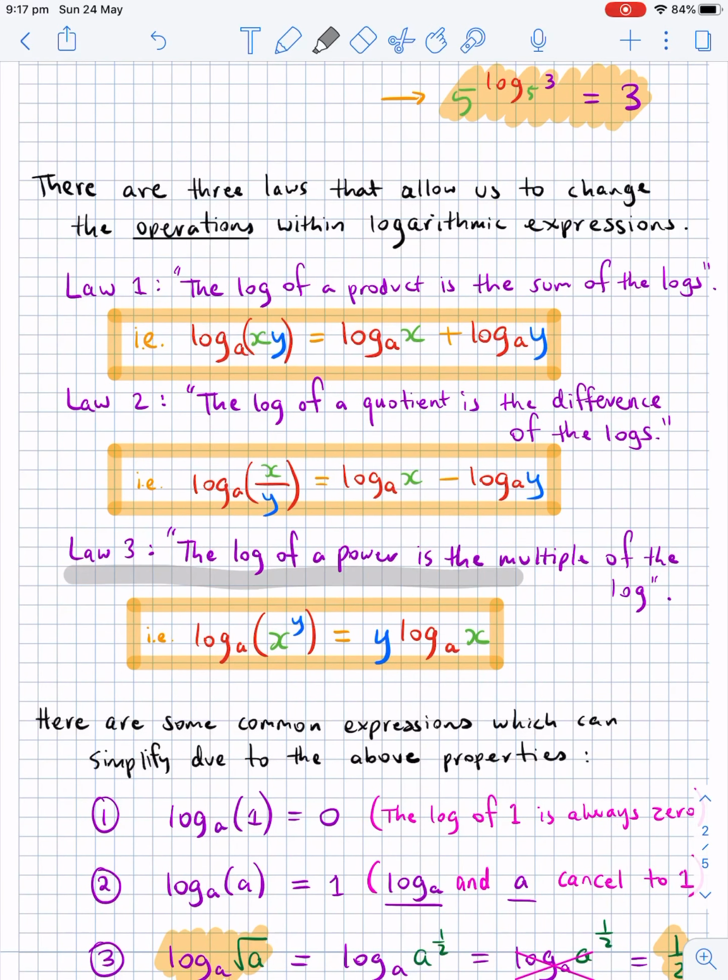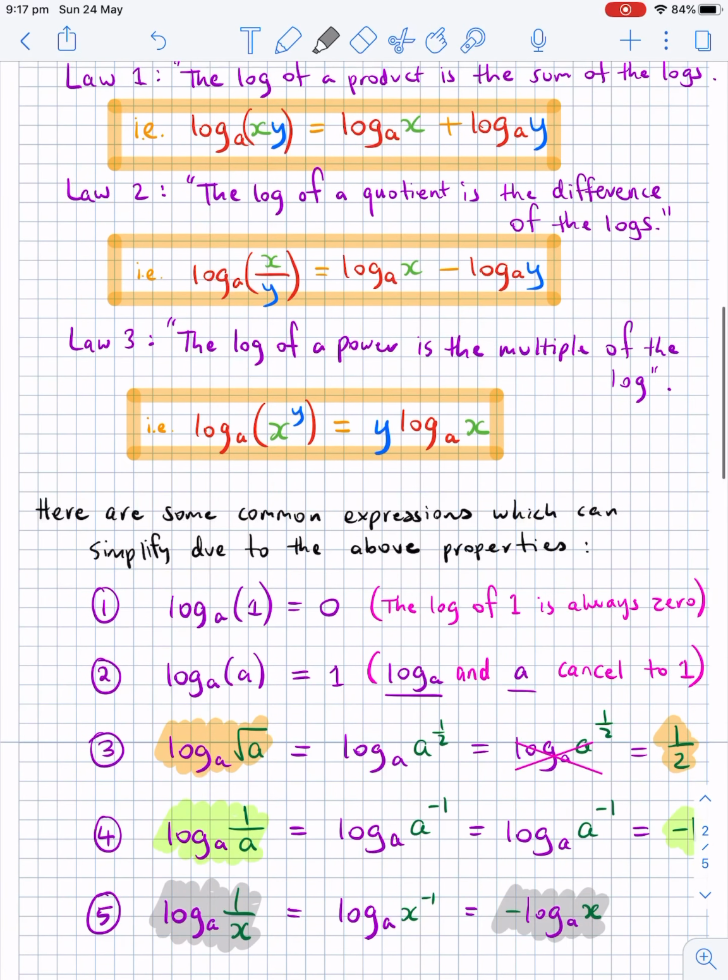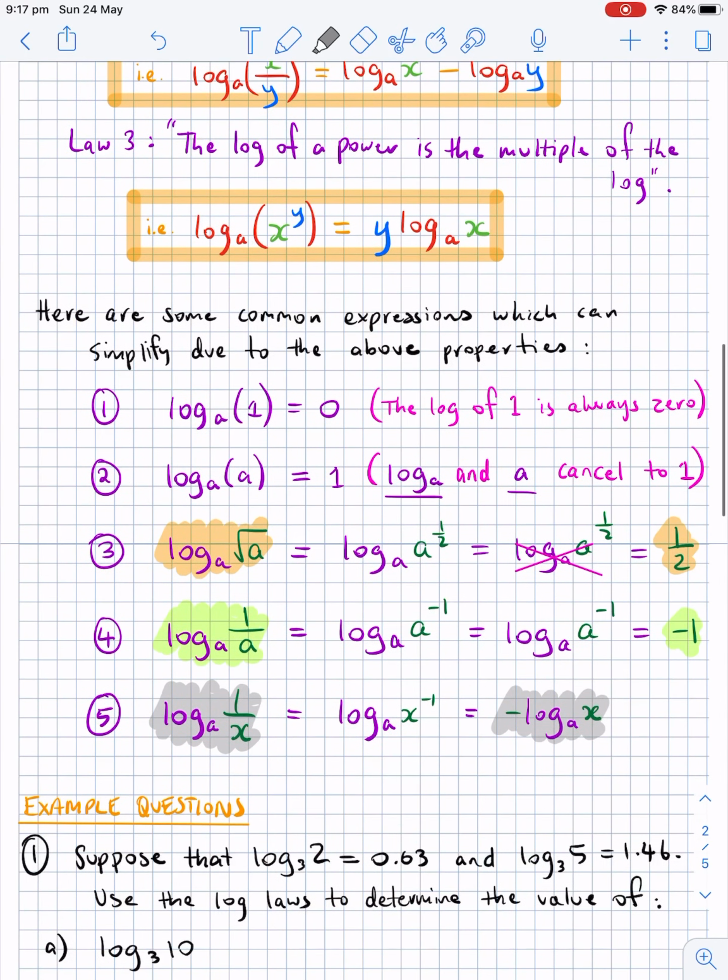Law 3: the log of a power is the multiple of the log. If we're logging something with a power, we can bring this power out to the front of the log, where it multiplies, and the base no longer has a power. It's a nice way to go from something with a power to something that doesn't have a power, because powers can be a little bit annoying sometimes.